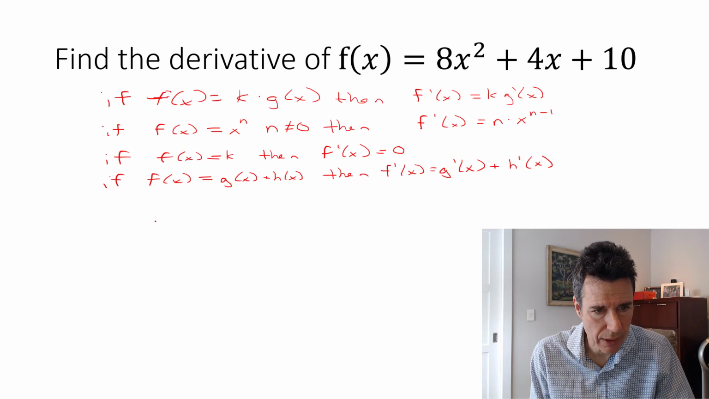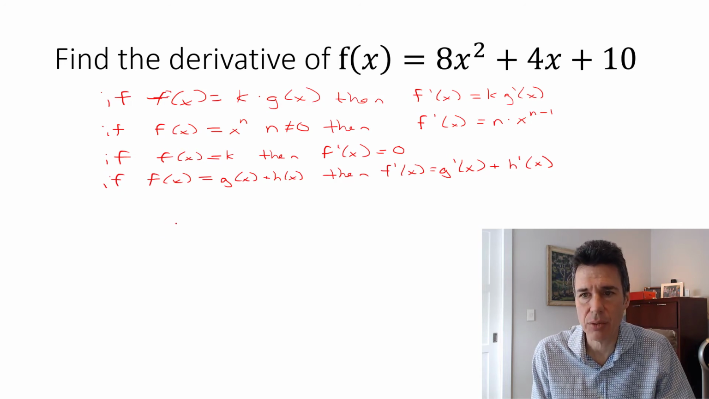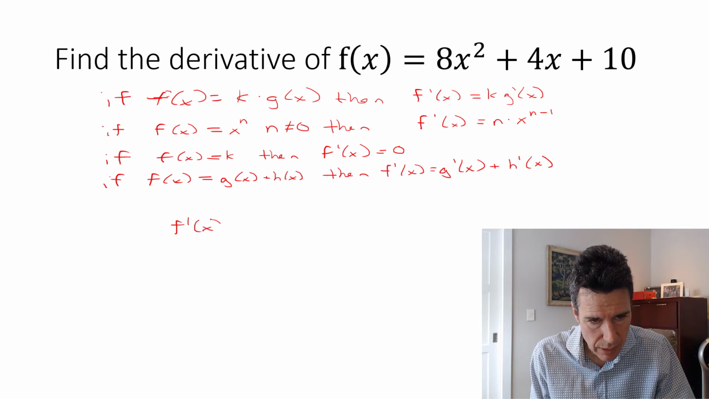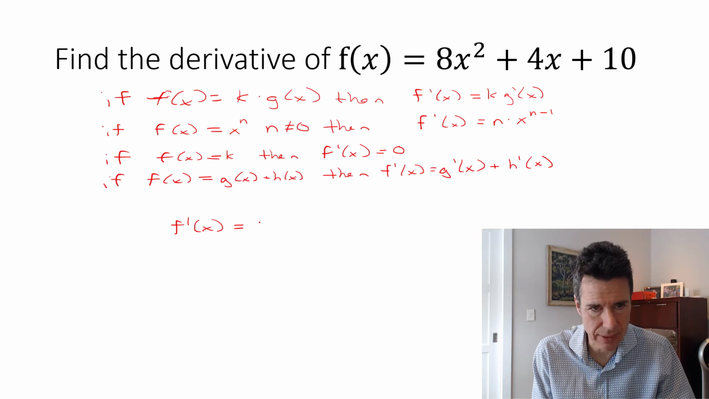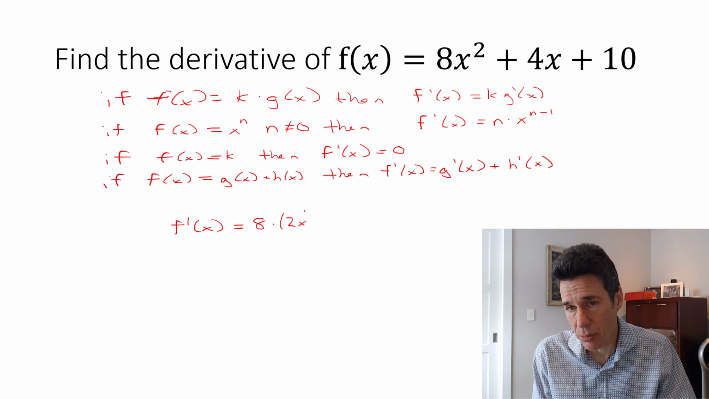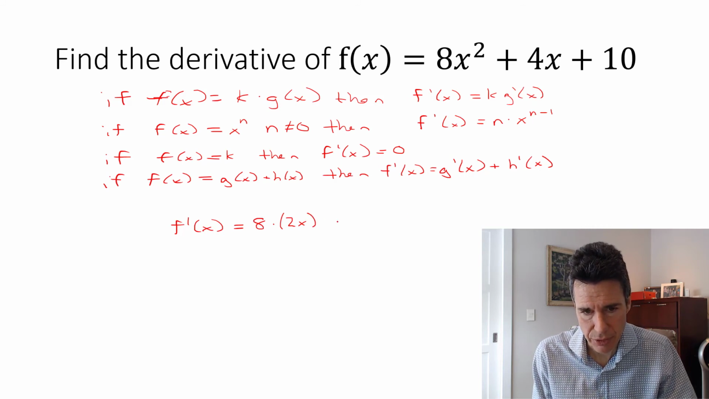So we want to take our derivative. F of x is 8x squared plus 4x plus 10. So the derivative is, we take the derivative of the first term, so that's the 8 comes out, that's the first property. So 8 times, now we're using the second property, we're taking the derivative of x squared, so we get, I'll put parentheses around it just so we can see, so 2x, 2 minus 1 is 1, so 2x to the power 1, so that's just 2x. And that's the derivative of the first term.